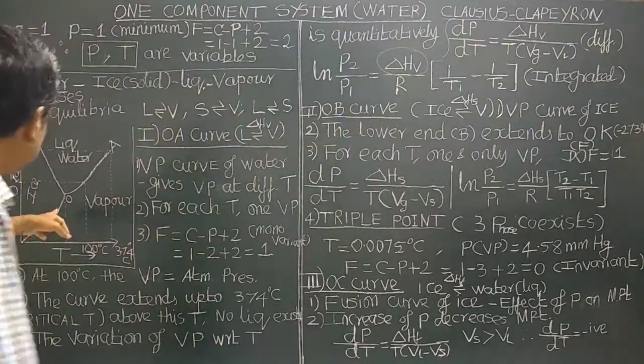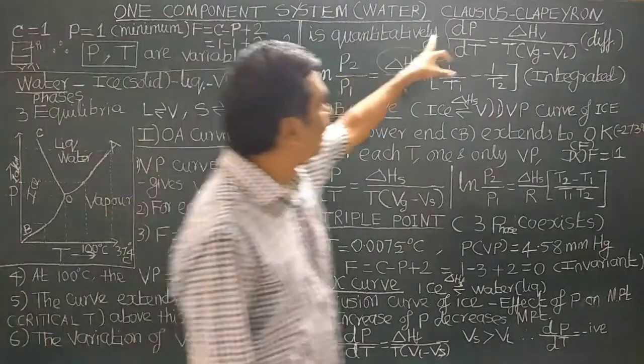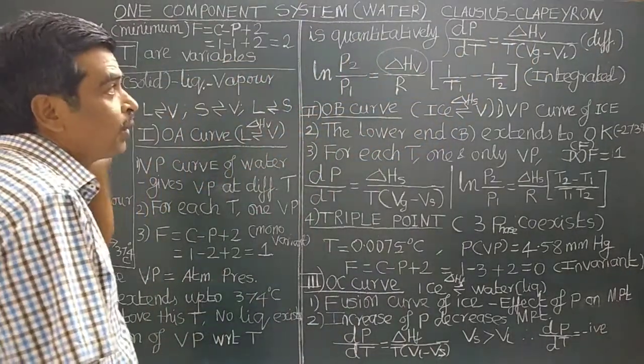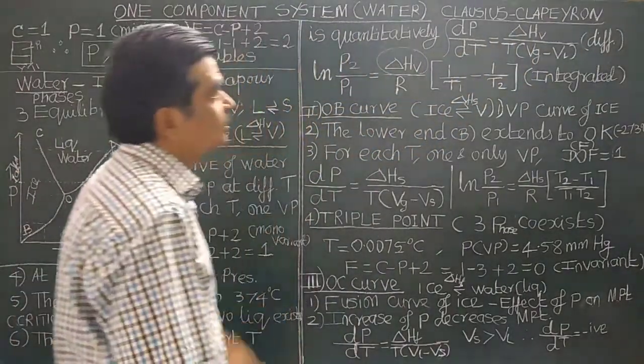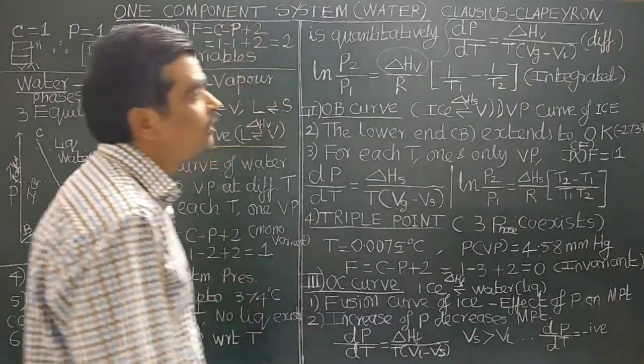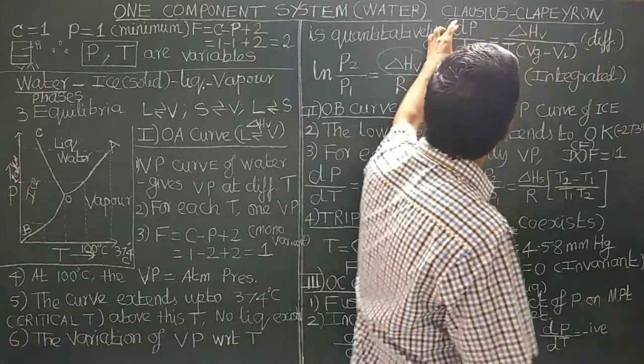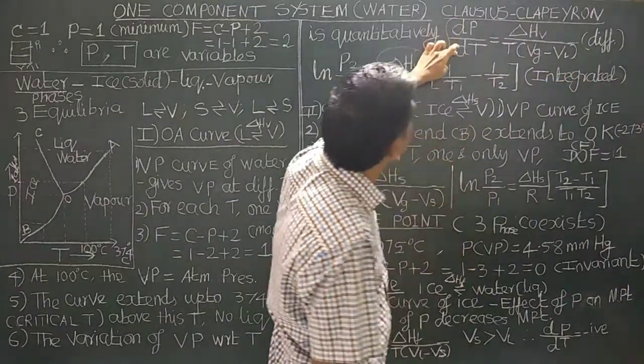The expression for this curve is quantitatively derived by Clausius and Clapeyron. Okay, it is for equilibrium process, equilibrium reactions. The Clausius-Clapeyron equation is used for equilibrium process. This is the differential form: the change of vapor pressure with respect to temperature.